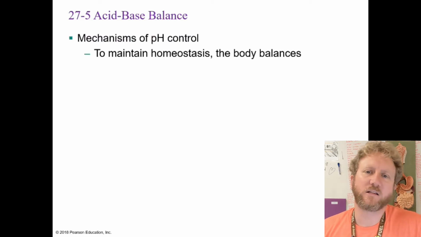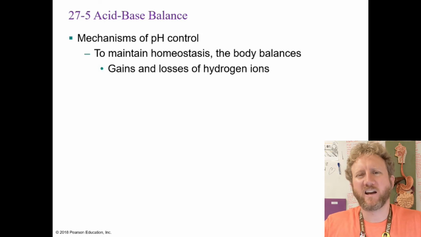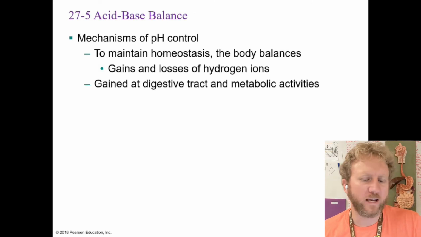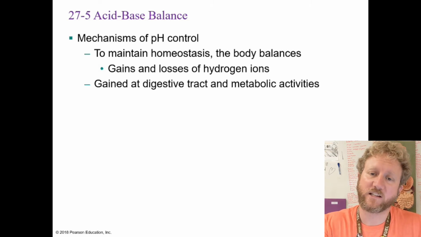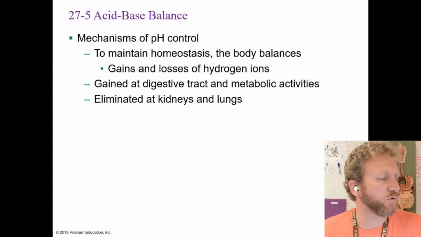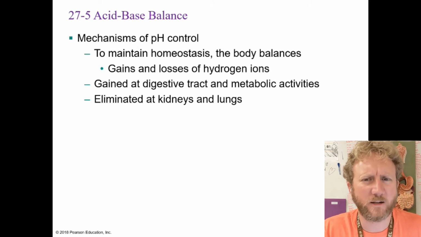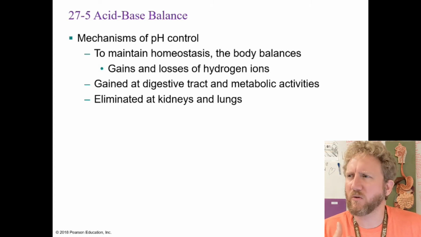So you have to balance gains and losses of hydrogen ions. The anions we're not so much concerned about because they're not the ones that are driving the acid-base reactions. We gain hydrogen ions in the digestive tract and through formation of acids through metabolic activities. We lose hydrogen ions through the kidneys and the lungs. Now, but wait, Mr. Thompson, we don't breathe out hydrogen ions. We breathe out carbon dioxide.